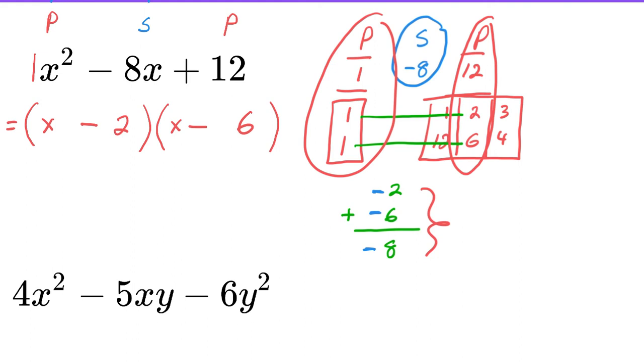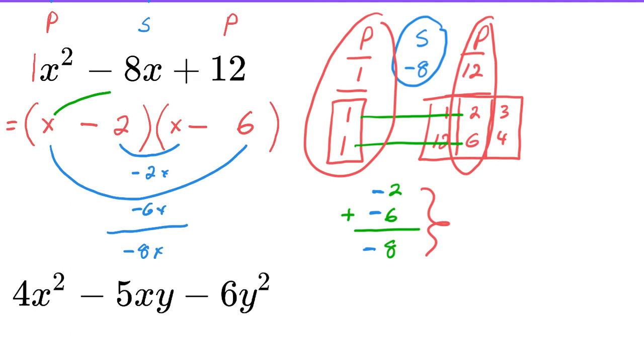And the way you can check it is this. The middle term is negative 2x, and that is negative 6x. So when you add those together, it's negative 8x. The first term is x squared, and the last term is negative 2 times negative 6, which is positive 12. First term, second term, third term.